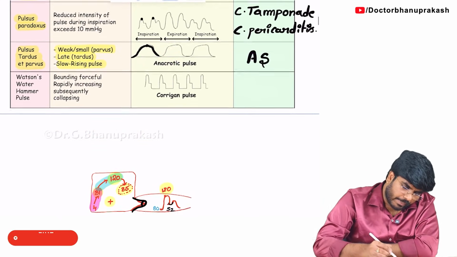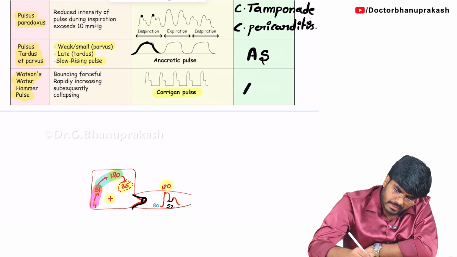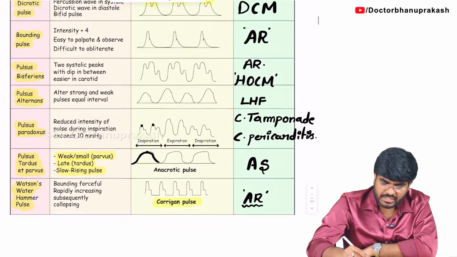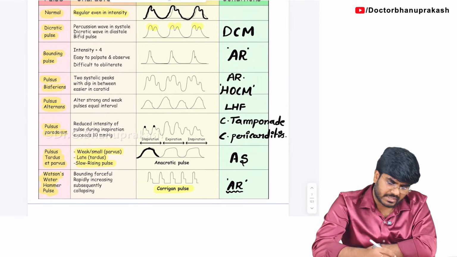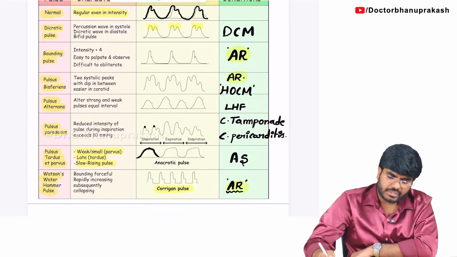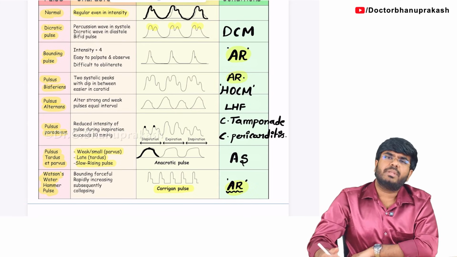Next up, water hammer pulse, also called Corrigan's pulse. It is seen again in aortic regurgitation. So a patient who is having aortic regurgitation may present with different types of pulses. For example, you see here aortic regurgitation, here also aortic regurgitation. So in aortic regurgitation, based on the severity, different types of pulses can be experienced.